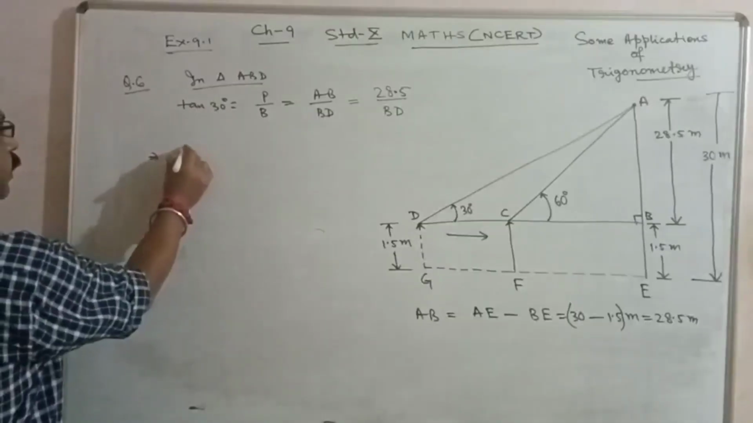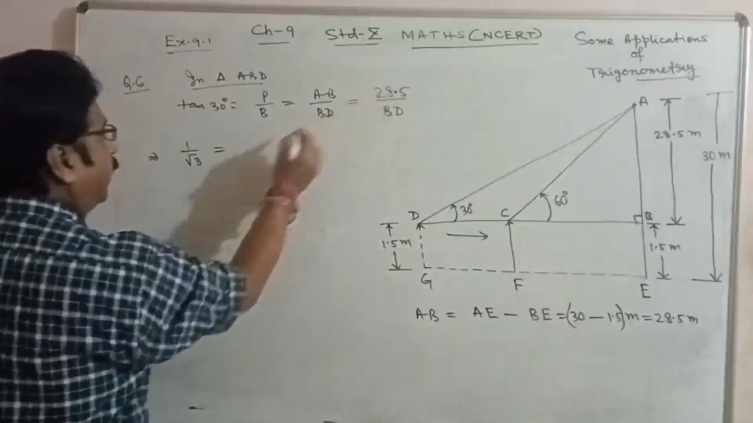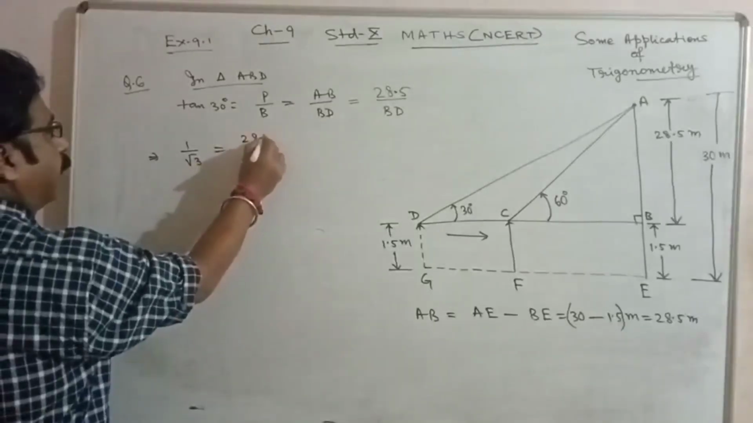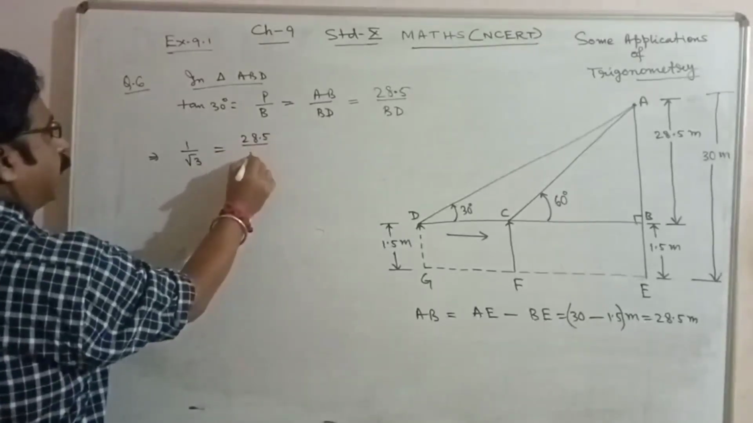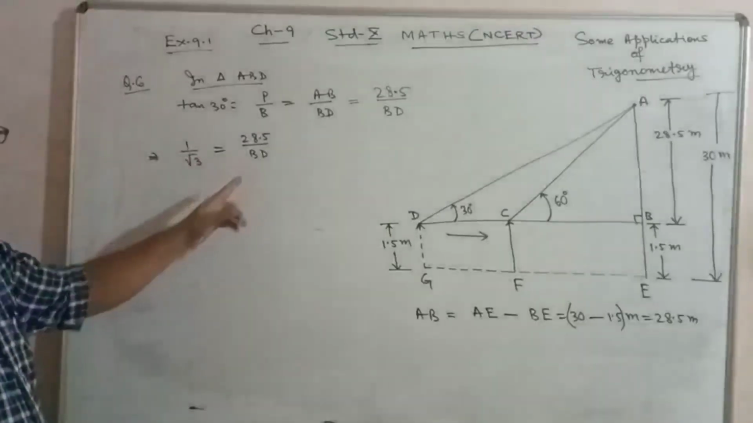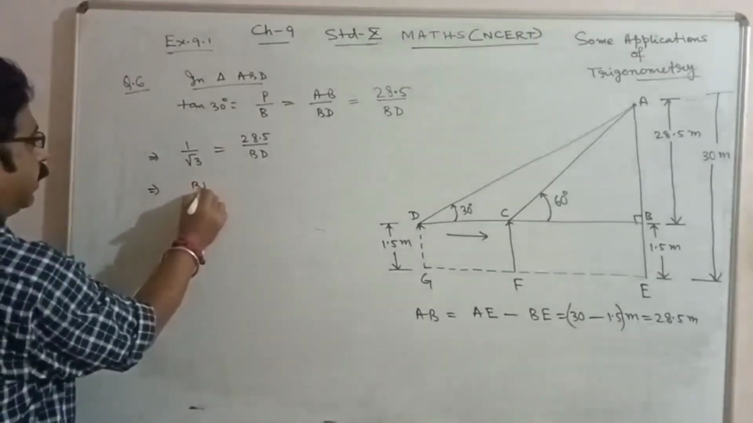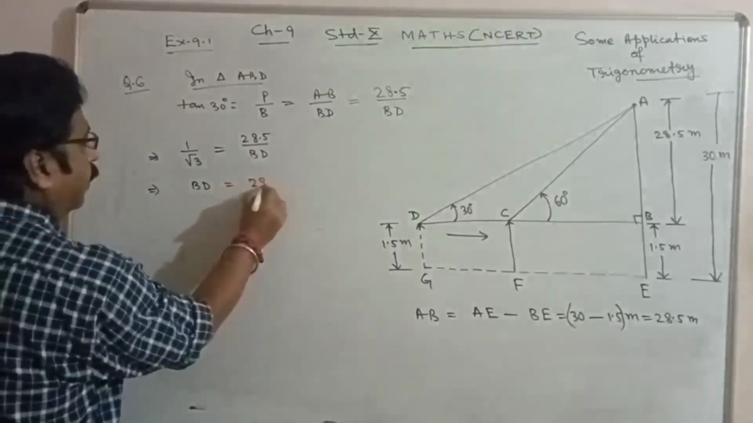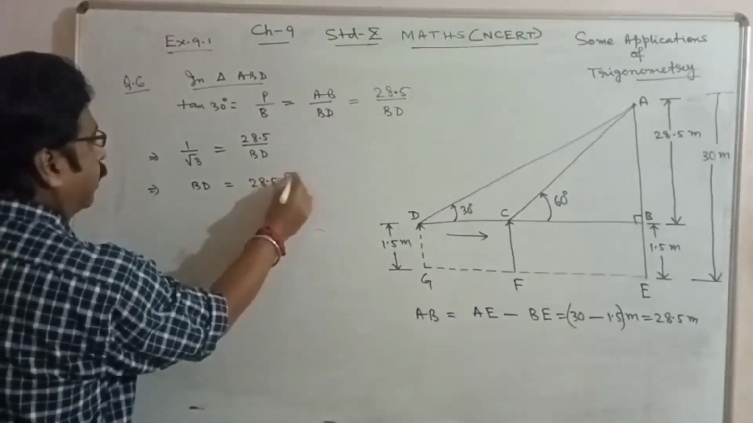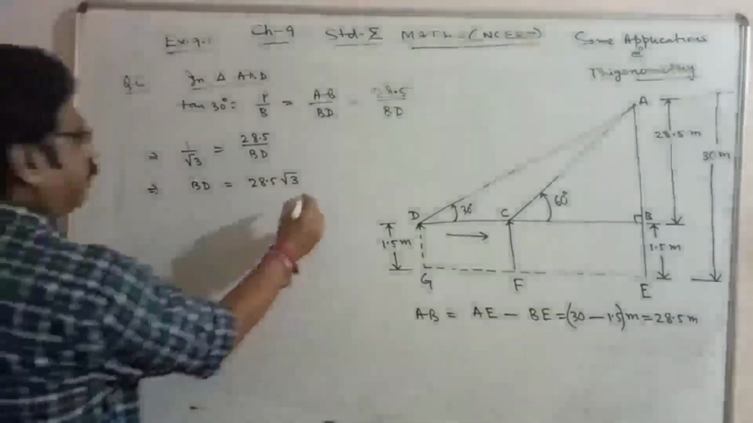Tan 30 means 1 upon root 3 equals 28.5 upon BD. Cross multiplication, it will be BD equals 28.5 root 3 meter.